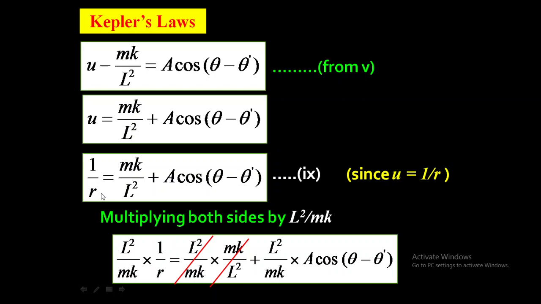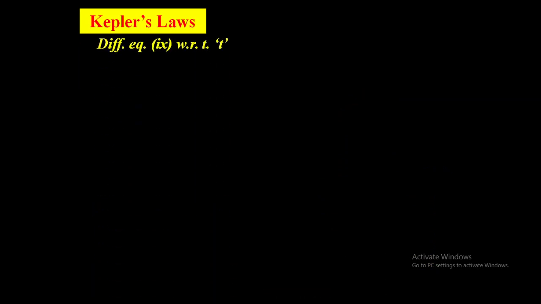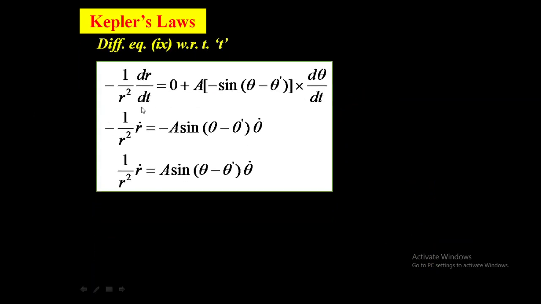Again, I am telling what is the differentiation of equation number 9. Differentiate 1 by R with respect to t, so minus 1 by R square dr by dt is equal to mk L square, which is constant, so its differentiation with respect to t would be 0, plus A is constant, so the differentiation of cos with respect to time t is minus sine theta minus theta dash, and the differentiation of theta with respect to time is d theta by dt. So we get minus 1 by R square dr by dt is equal to minus A sine theta minus theta dash into d theta by dt.